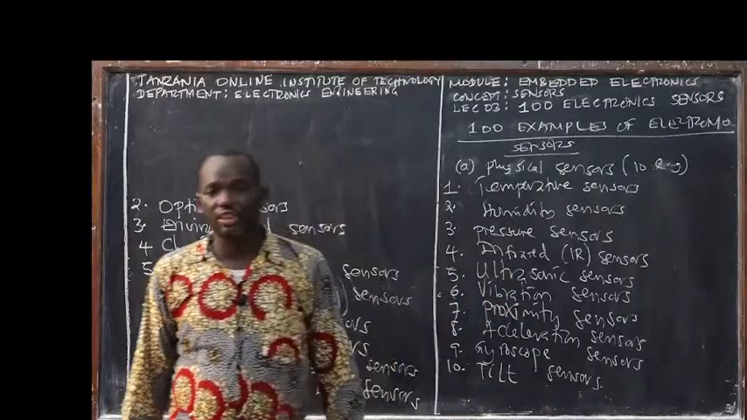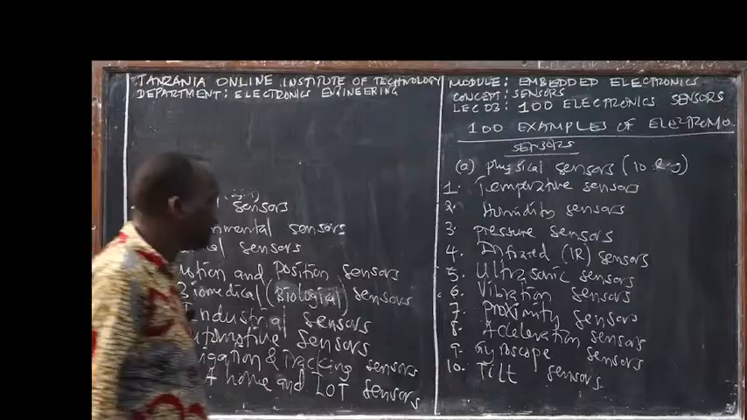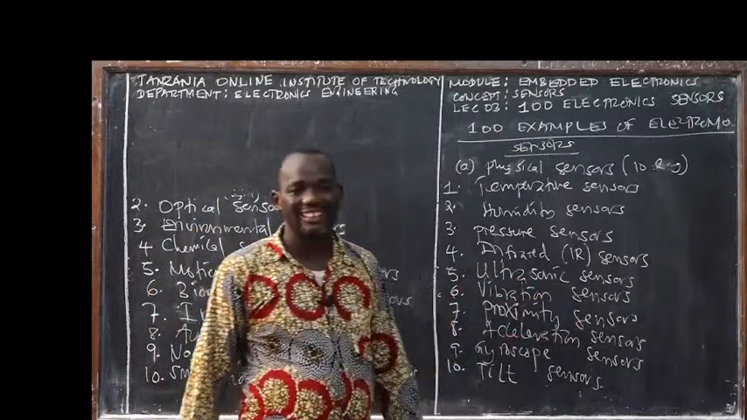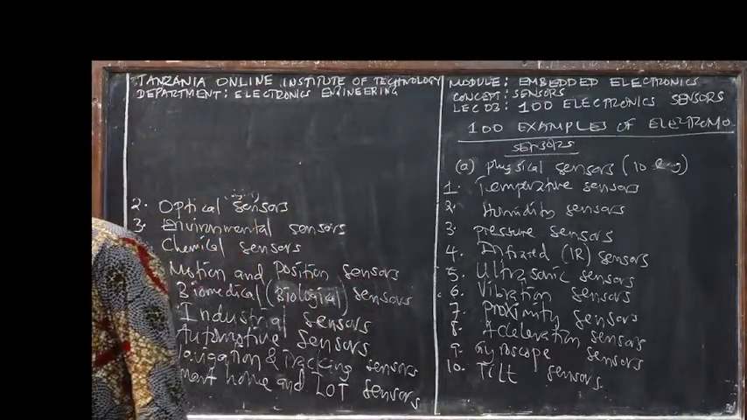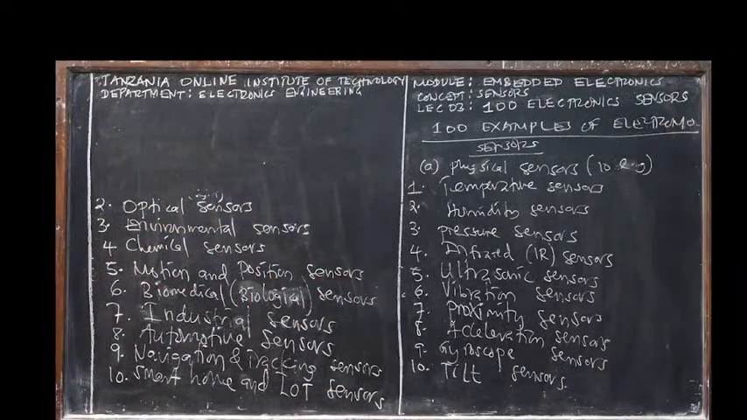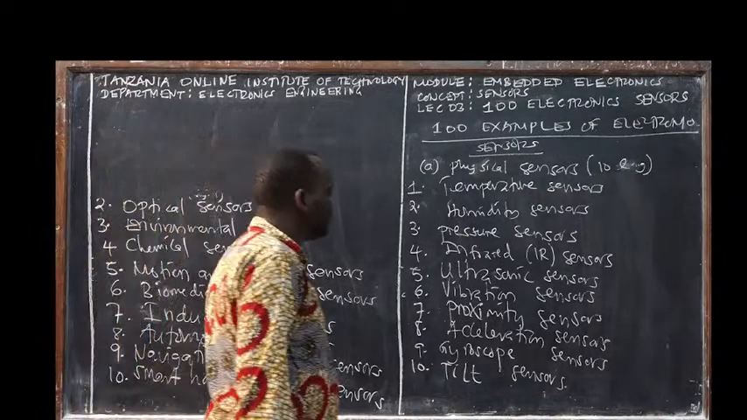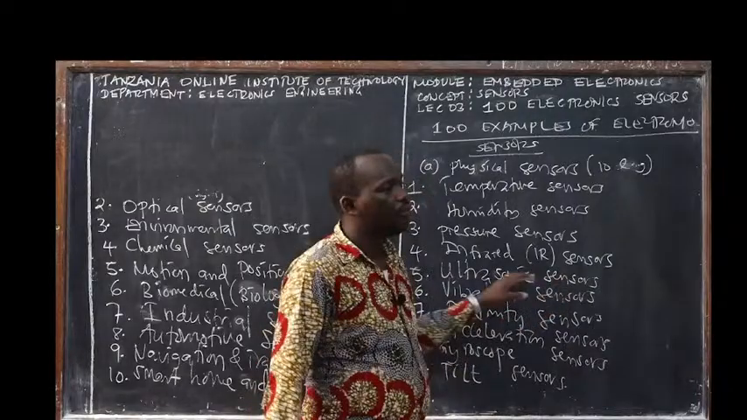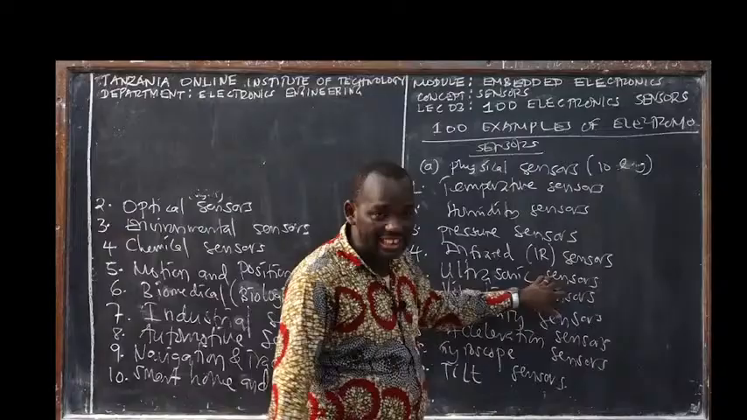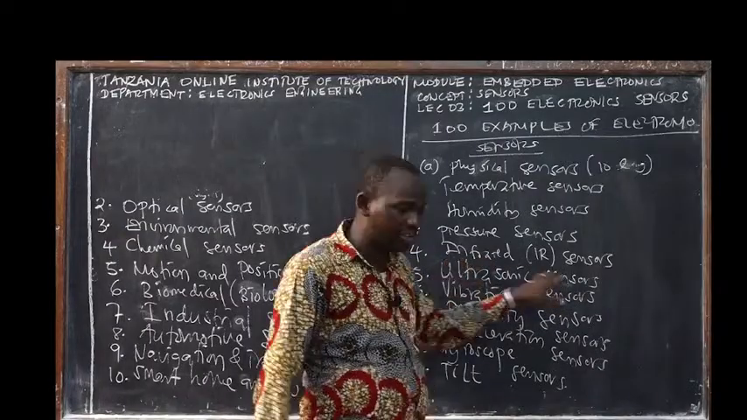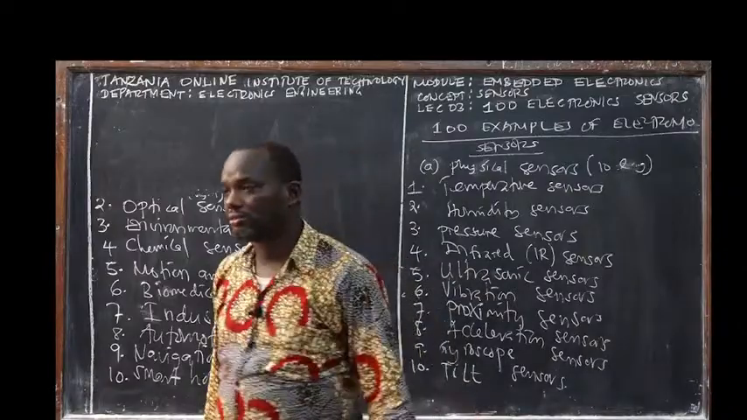Then the next sensor is called what? Ultrasonic sensor. What is the function of the ultrasonic sensor? What does it sense? Obstacle. Are you sure that it senses obstacle? Say ultrasonic sensors. Well, we may define that it can also measure distance. So this is used to measure distance, but also it's used to sense an obstacle, right?